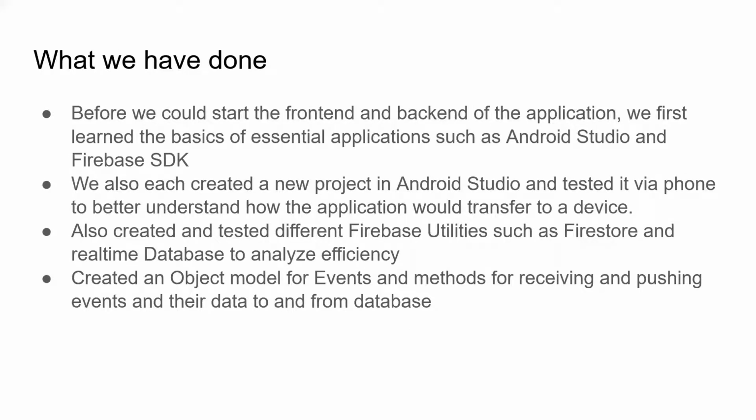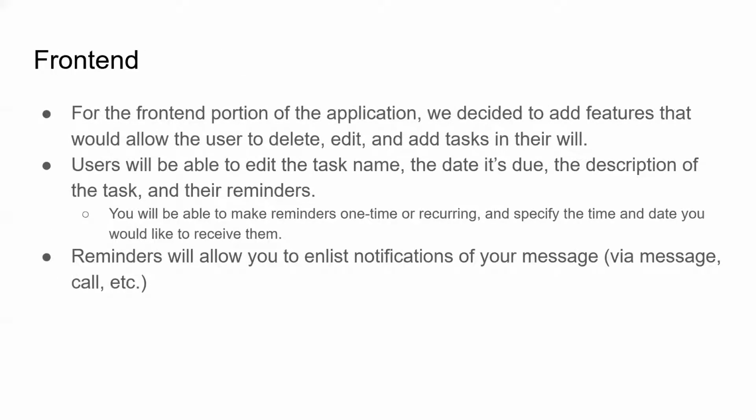So what did we need to do? Before we could start the front end and the back end of the application, we first learned the basics of essential applications such as Android Studio and Firebase SDK. We also each created a new project in Android Studio and tested it via phone to better understand how the application would transfer to a device. We also created and tested different Firebase utilities such as Firestore and real-time database to analyze efficiency. We also created an object model for events and methods for receiving and pushing events and their data to and from the database.